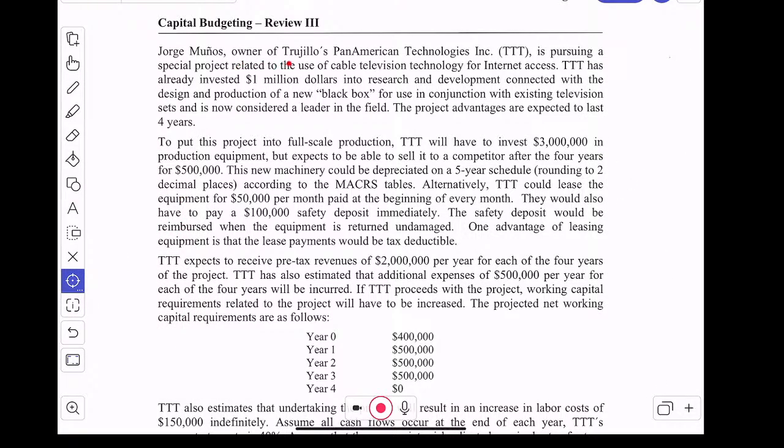Jorge, owner of Trillo Pan American Technology, so TTT, is pursuing a special project related to the use of cable television technology for internet access. TTT has already invested $1 million into research and development connected with the design and production of a new black box for use in conjunction with existing television sets, and is now considered a leader in the field. The project advantages are expected to last 4 years. Okay, so I need that information.